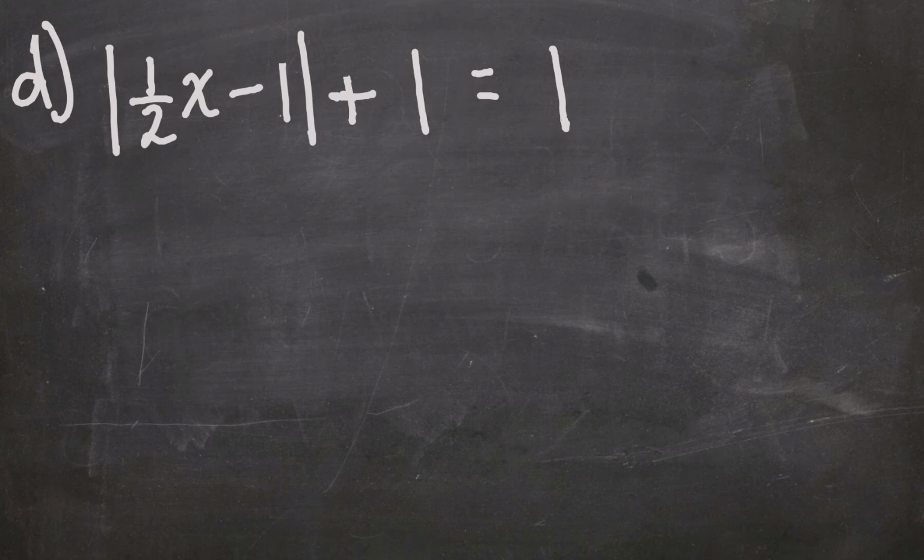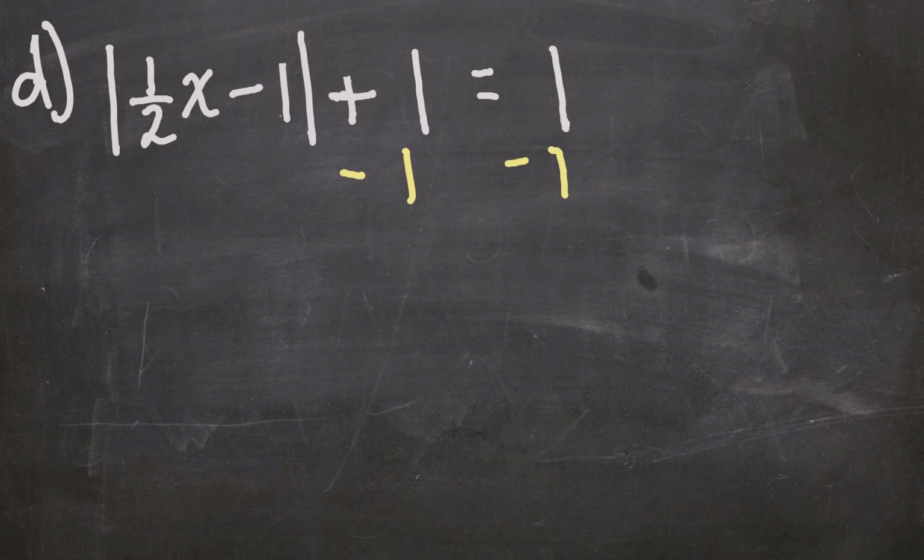But here we have absolute value of 1/2 x minus 1. So that's the inside of my absolute values. Plus 1 is equal to 1. Fairly simple enough, but let's go ahead and isolate that absolute value part. Okay, so what do we do? We're going to subtract 1 from both sides. Just isolate the absolute value symbol.